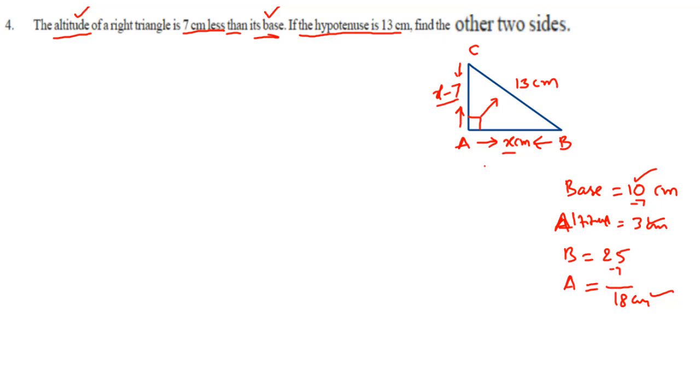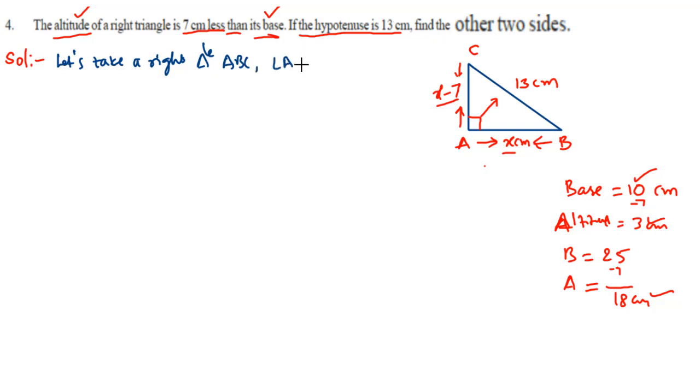So let us write the given information. First, let's take a right triangle ABC where angle A equals 90 degrees.